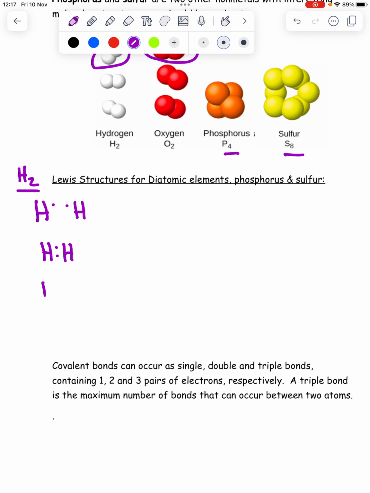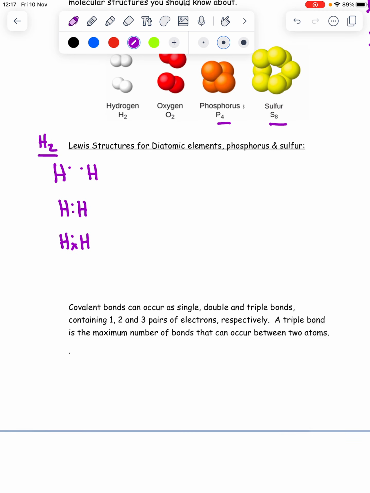That's fine. You could also do it like this, with a dot and a cross, to imply that 1 electron came from each. Or really the simplest way is just to draw a line between them. That line represents a covalent bond. It represents a shared electron pair.